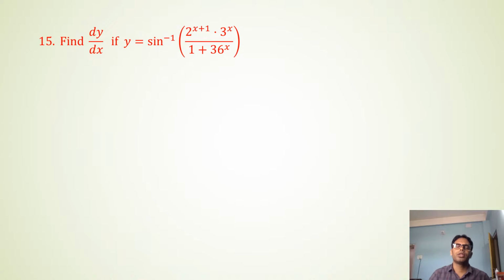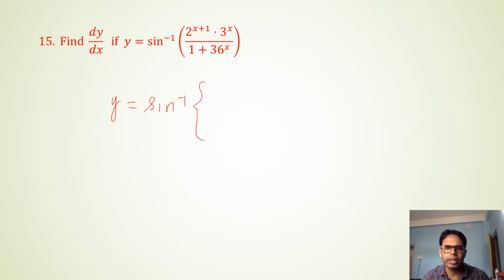So here, first of all, you have to see 36. Sorry, 36 is actually 6 square. And here we should modify this function. You just observe, we should modify this function in this way. Do not write this, because I will write the typing version here, just to help you understand. So y is equal to sine inverse of.